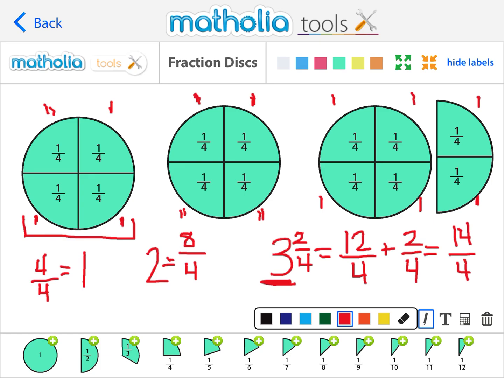So we're basically saying all of our wholes are made from 4 individual pieces. We just happen to have 14 of them. If we were to take our 14 of them and divide them into groups of 4, we would end up with 3 full pies and 2 out of the 4 left over.